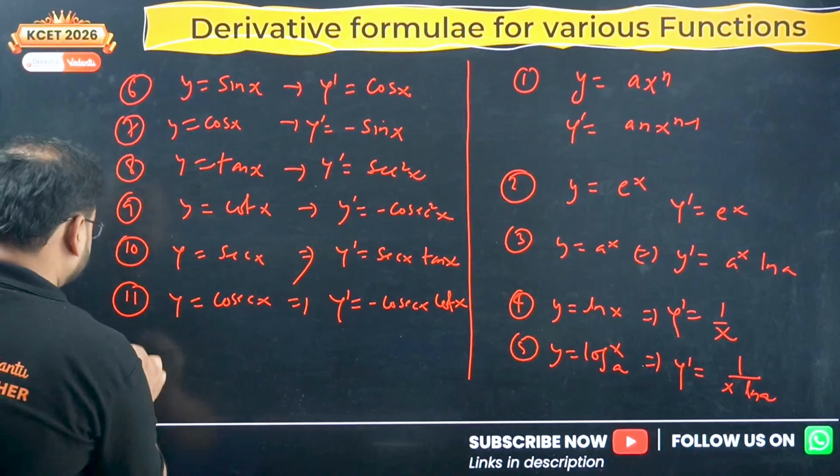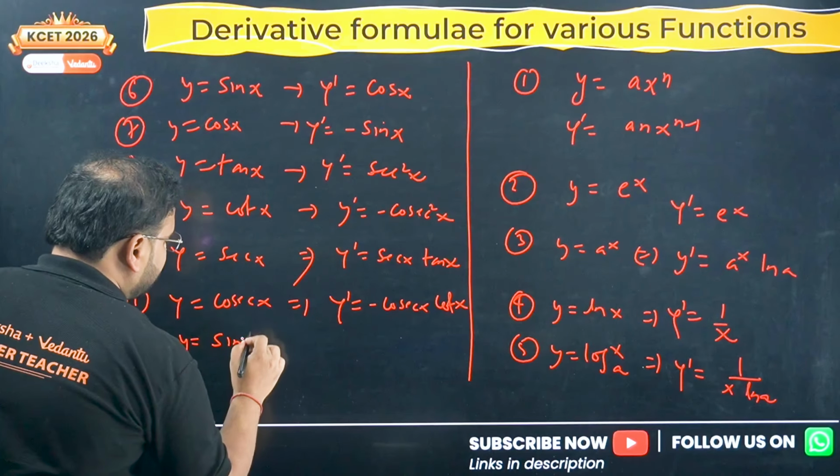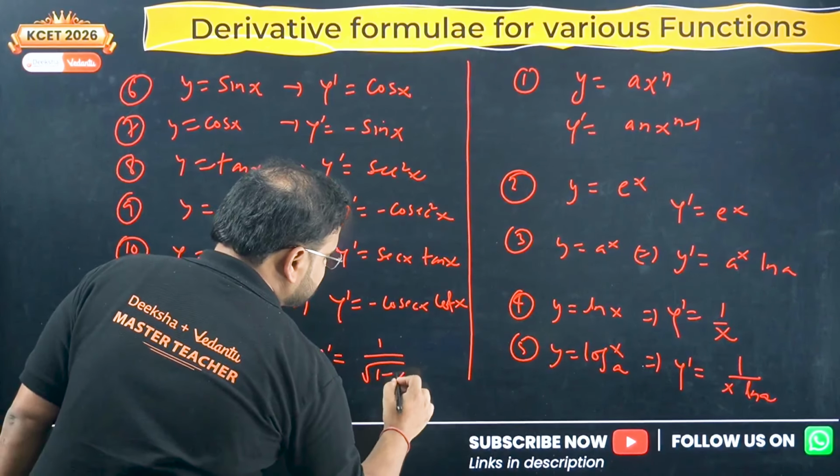We also have the inverse trigonometric functions. If y equals sine inverse of x, then the derivative is 1 upon root of 1 minus x square.